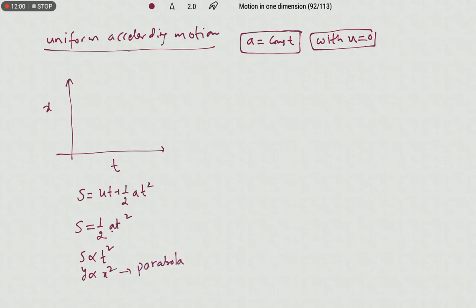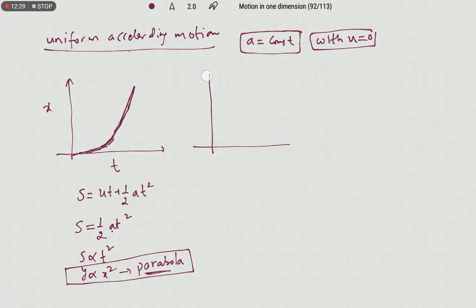We discussed this already in basic maths. So the nature of the graph y equals mx square is a parabola. So here we are going to get the graph like this. It is the nature of the graph for the position time graph. Next, velocity time graph.